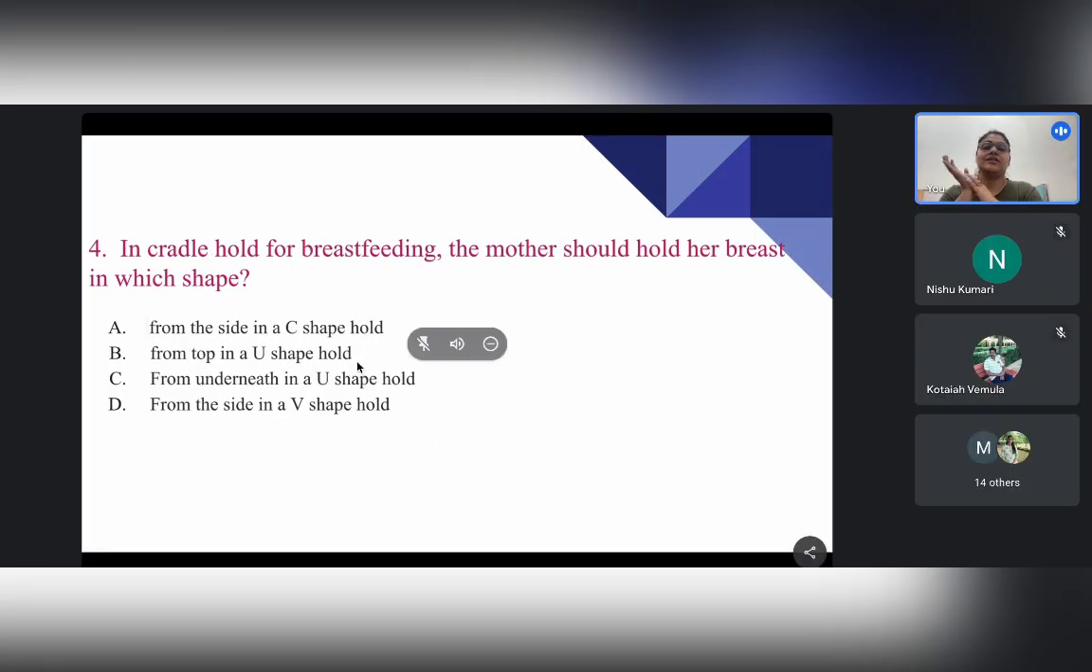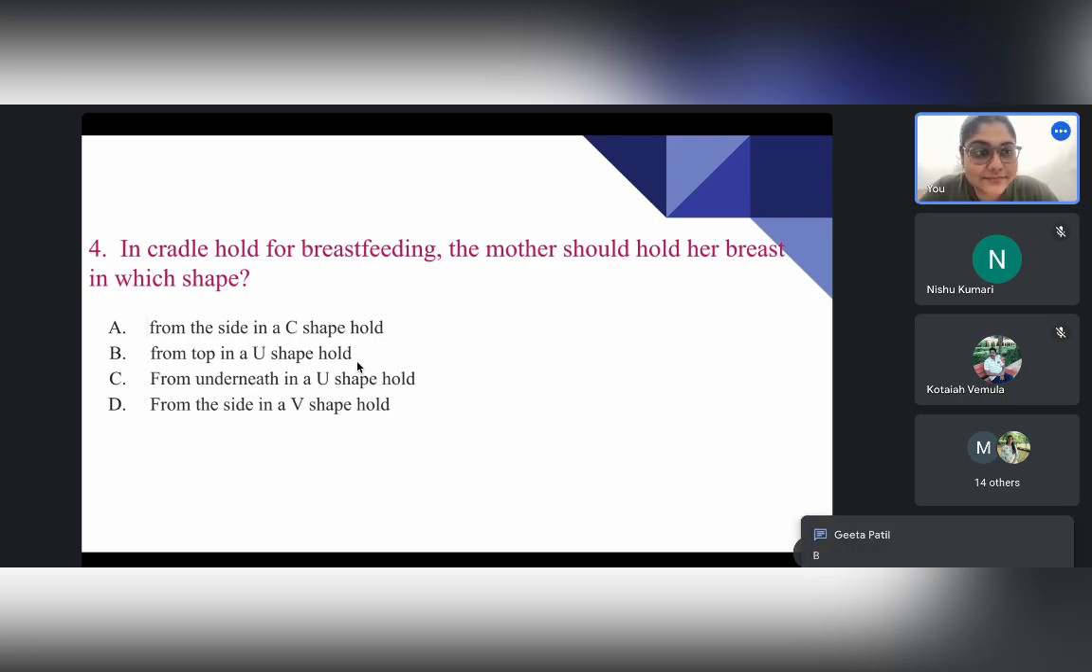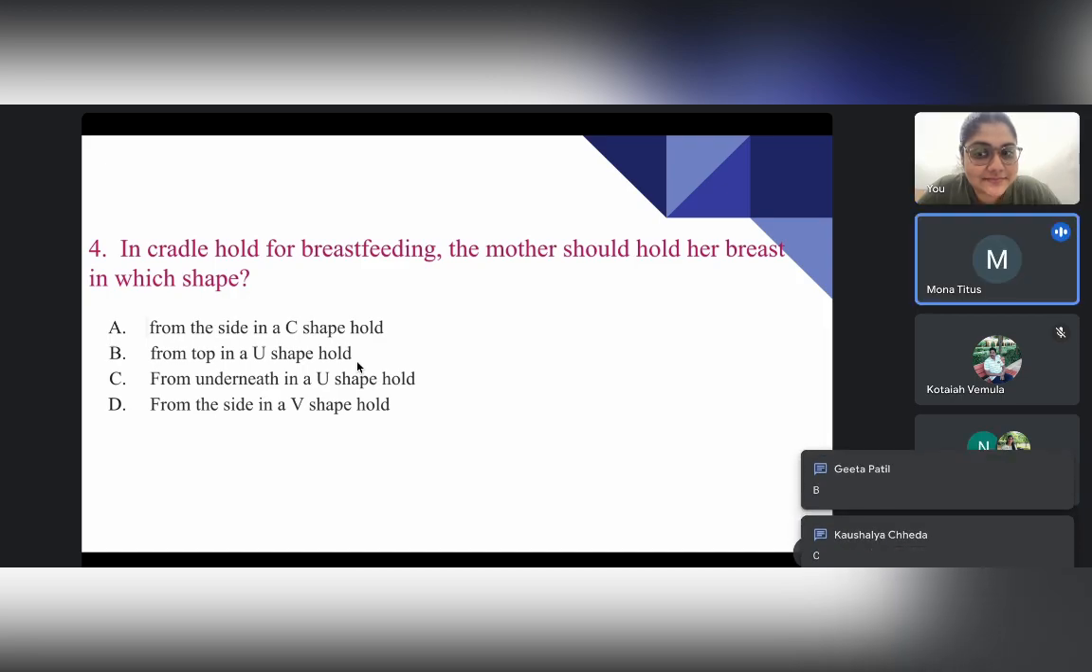Okay, so the question says, in cradle hold for breastfeeding, the mother should hold her breast in which shape? We have just discussed the different shapes in which the breast tissue can be held by the mother. So in cradle hold, what is cradle hold? Does anybody remember? Ma'am, option B, from top in a U-shaped hold.